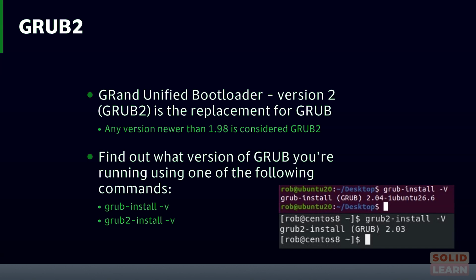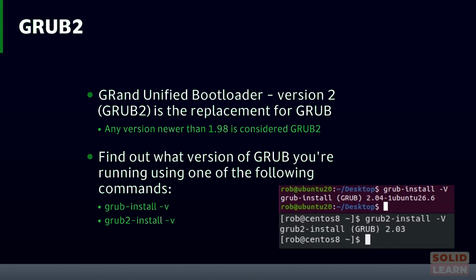You can see on the right-hand side here, we have an Ubuntu prompt and a CentOS prompt. You can run grub-install -V on Ubuntu, and it will return the result as to what version of grub you're running. But if you're on CentOS, you use grub2-install -v. And this will be one of the most fun things that you have to deal with when you work with Linux: how do you find out what version of grub you're running?